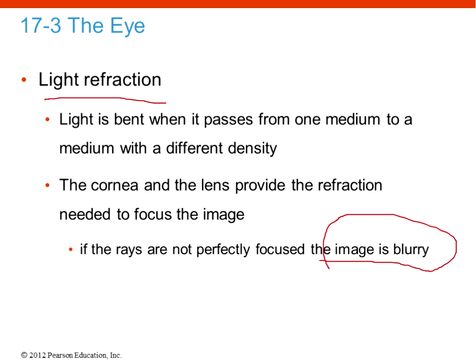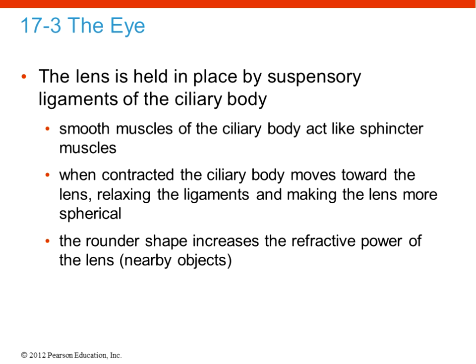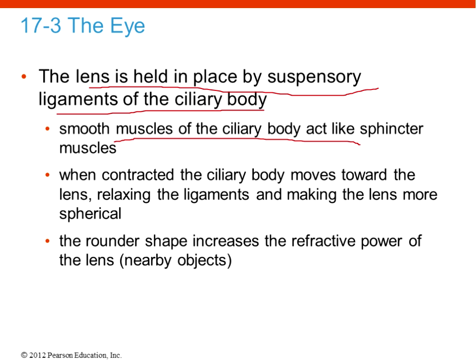That's why people wear glasses or contacts, right, to provide that third level of refraction so the image is bent and hits the retina directly, okay? So focusing is done at the lens, right? And as I said, it's held in place by the suspensory ligaments of the ciliary body. The smooth muscle in the ciliary body acts like a sphincter, and so it can either contract or relax.